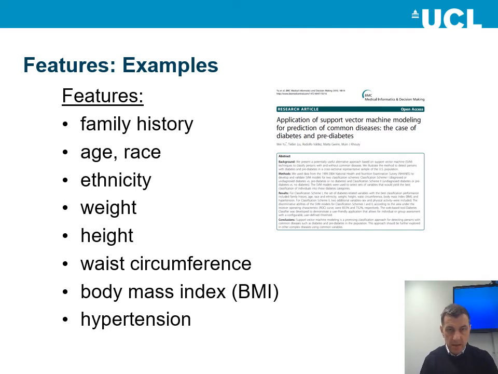This is another example of a machine learning algorithm. This is a support vector machine, which is a kind of classifier which used to be used more commonly than it is now. The features used in this example are family history, age, race, ethnicity, weight, height, waist circumference, body mass index, or hypertension. These are the kind of variables, the kind of features, that you might want to look at if you are classifying patients with diabetes or pre-diabetes.